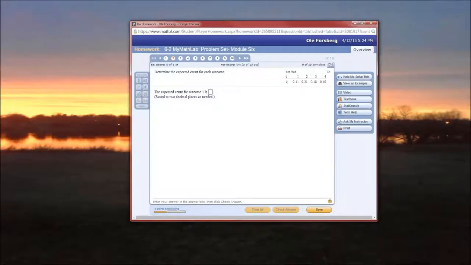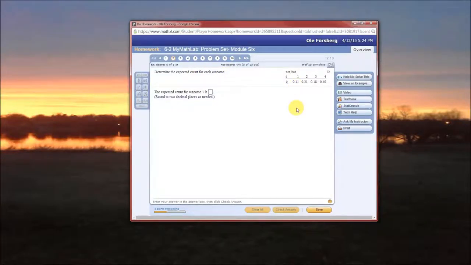Hello and welcome to Assignment 5, Problem number 6. This is an interesting question because it deals with the goodness of fit test. Now again, warning, my numbers will probably differ from yours. So we're asked to first determine the expected count for each of these outcomes.